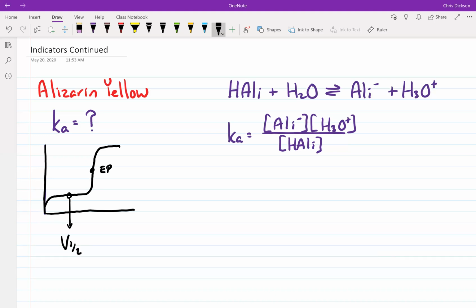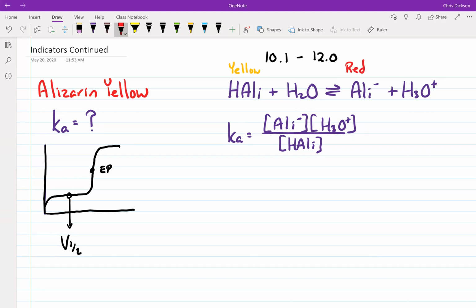Okay, so alizarin yellow has a pH color range from 10.1 to 12.0. And that means if it's below 10.1, it'll be a specific color, and if it's above 12.0, it'll be a different color. And according to the data table, it should go from yellow to red.